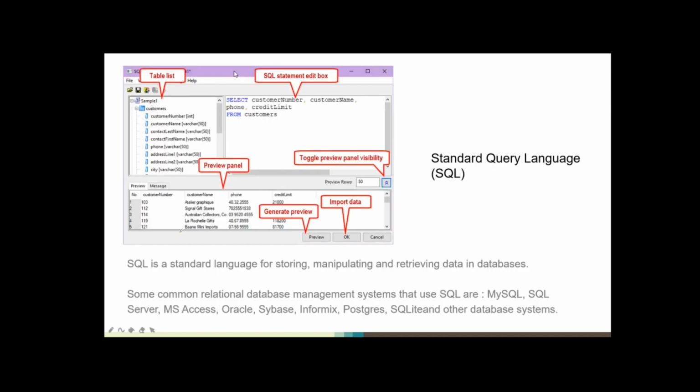For the SQL, SQL is a standard language for storing, manipulating, and retrieving data in databases. Although most database systems use SQL, most of them also have their own additional proprietary extensions that are usually only used on their system. Some common relational database management systems that use SQL are MySQL, SQL Server, MS Access, Oracle, Sybase, Informix, Postgres, SQLite, and any other database systems.